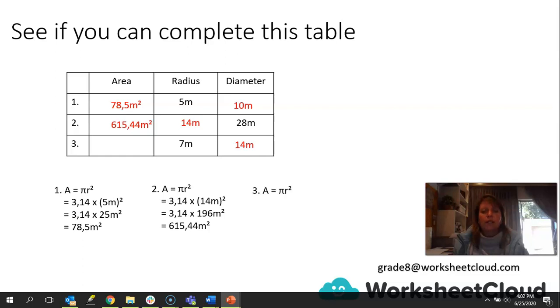So let's plug that into our formula. Pi, remember, is 3,14. The radius is 7 meters, and you have to square that. So it's 7 meters all squared, which gives us 49 meters squared. Times that by 3,14, and we end up with an answer of 153,86 meters squared. Take that and plug it back into your table, and we have now completed the last line of the table. How did you do, guys? I'm sure you did very well.